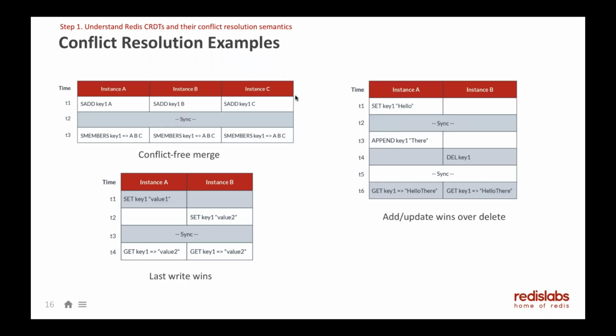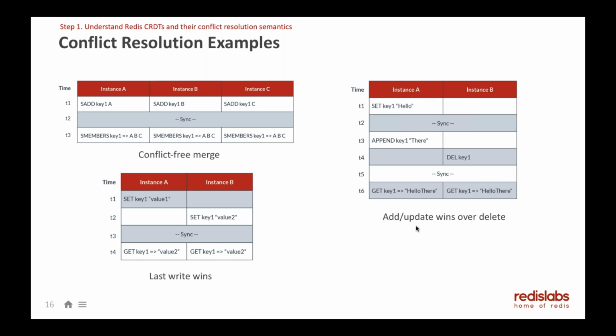For example, when it comes to conflict resolution, we have a few types of conflict resolution techniques. First one is conflict-free merge, and we have last write wins for some of the data structures like strings or registers. That's what we call them. And also we have some conflict resolution techniques for add or update wins over delete.